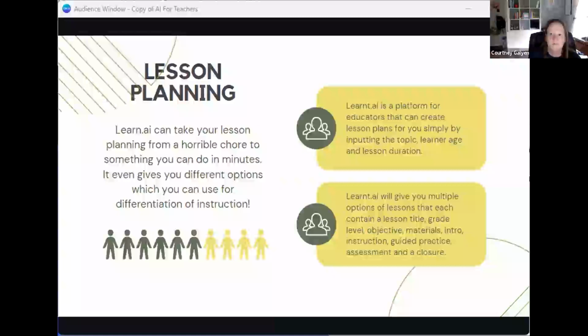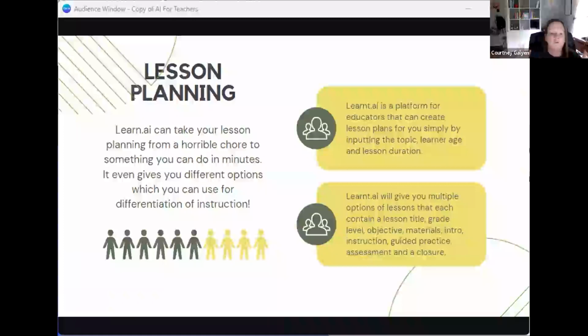So Learn AI is a platform for educators that can create lesson plans for you simply by inputting the topic, learner age, and lesson duration. Those are the only things that it asks for. When you're talking about the lesson topic, you can be as detailed or as general as you want. Once you've input these 3 specific pieces of information, it takes a minute or so, but it will give you multiple options of lessons that each contain a lesson title, grade level, objective, materials, introduction, direct instruction, guided practice, assessment, and closure.